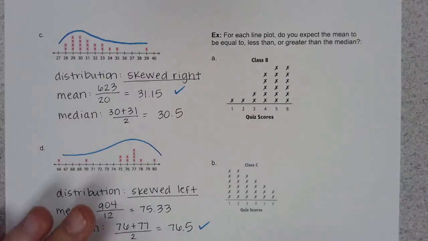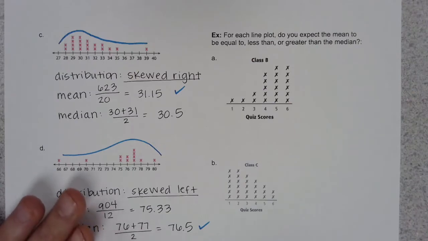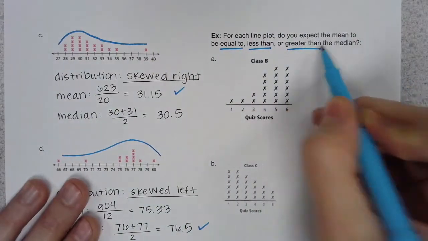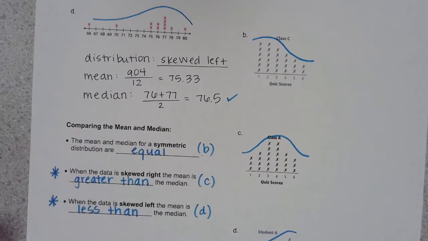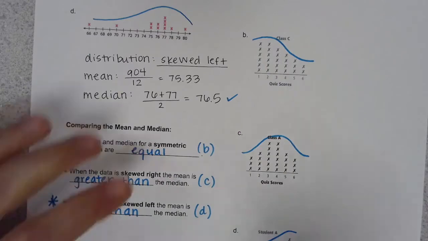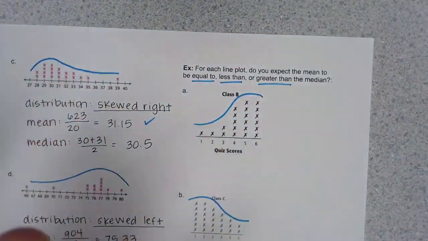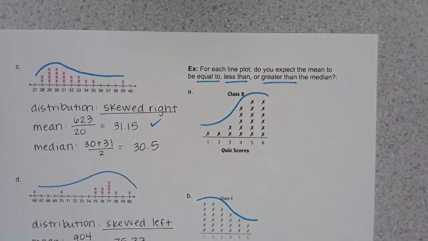In the final example on the notes today, we're going to decide whether we expect the mean to be equal to, less than, or greater than the median. These are the 3 choices that we're picking from. Remember that when you're thinking about them, it's helpful to draw the line-up that goes on top of the data values, just as a guideline to help you answer the questions. They want us to figure out what type of distribution each one is, and then say whether the mean would be equal to, less than, or greater than the median.